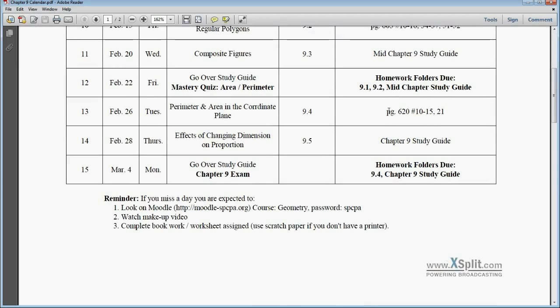All right, assignment for tonight is page 620, numbers 10 through 15, and number 21. So go ahead and get to work. You have the rest of the hour to work on those problems. Have fun.